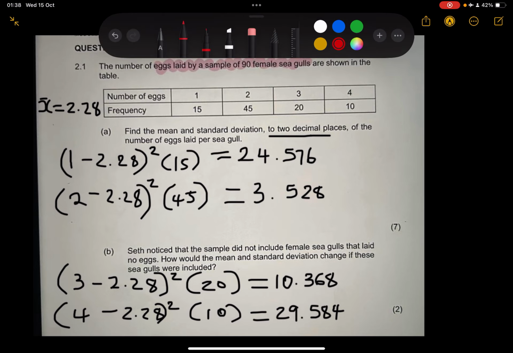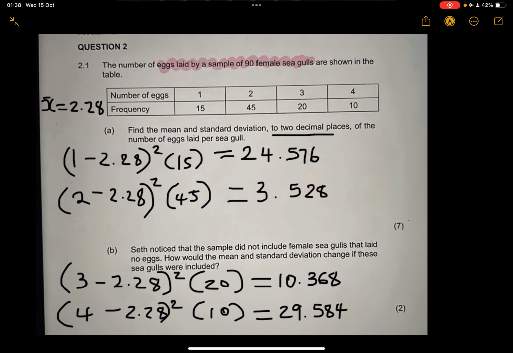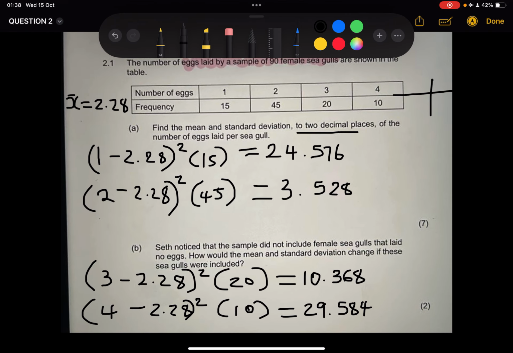I just want to show you something here on the table. Let's say 0 there. Let's say it was about 20, for example. I'm sure you can see that the frequency is going to increase, but the sum is not going to change because 0 times 20 is still 0. So on top we're not changing, but at the bottom we're going to be dividing by a bigger number now. So the mean is going to decrease, right? The mean will drop slightly.